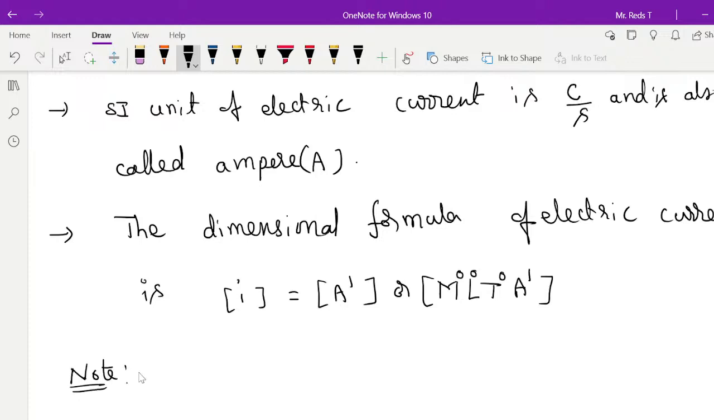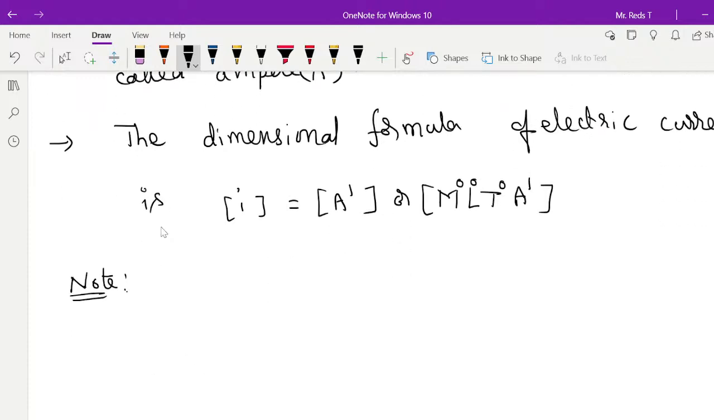The conventional direction of current is always taken as opposite to the direction of flow of negative charge and same as the direction of flow of positive charge. This is very important while doing numericals. At this point you have to remember the conventional direction of current.